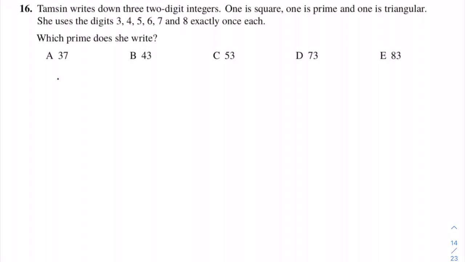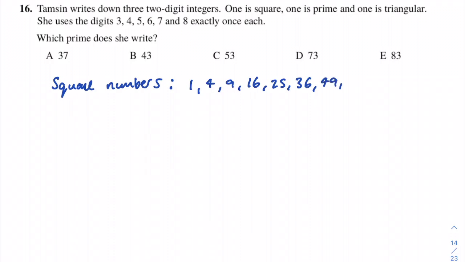Okay, so we know the square numbers, which are 1, 4, 9, 16, 25, 36, 49, 64, 81, and 100. And of course, the question says that the only digits that are used are 3, 4, 5, 6, 7, and 8. So that excludes all of these numbers. So the only square numbers we could possibly have are 36 and 64.